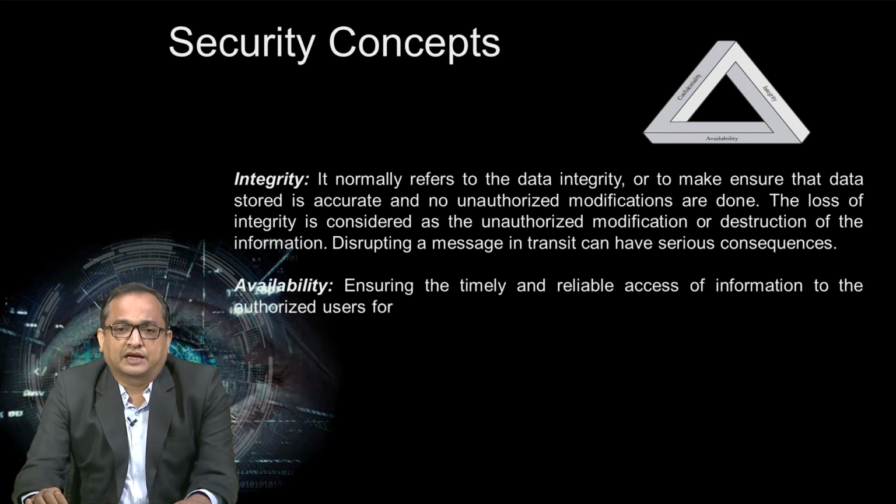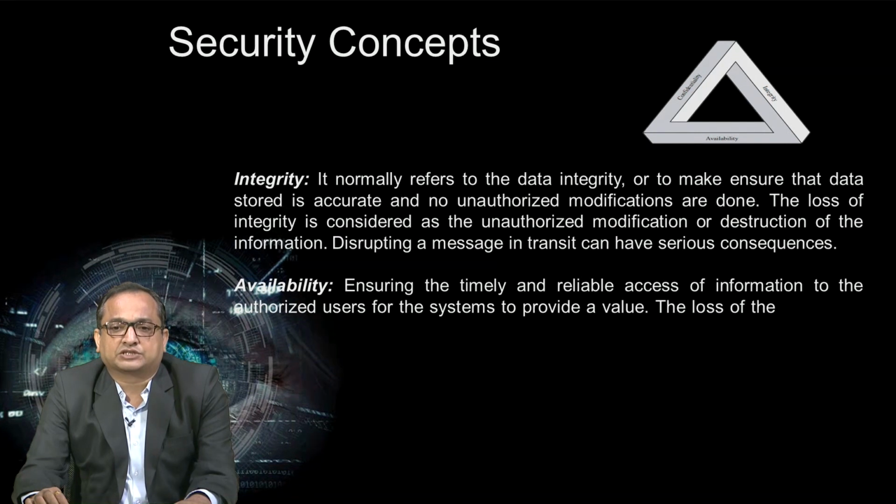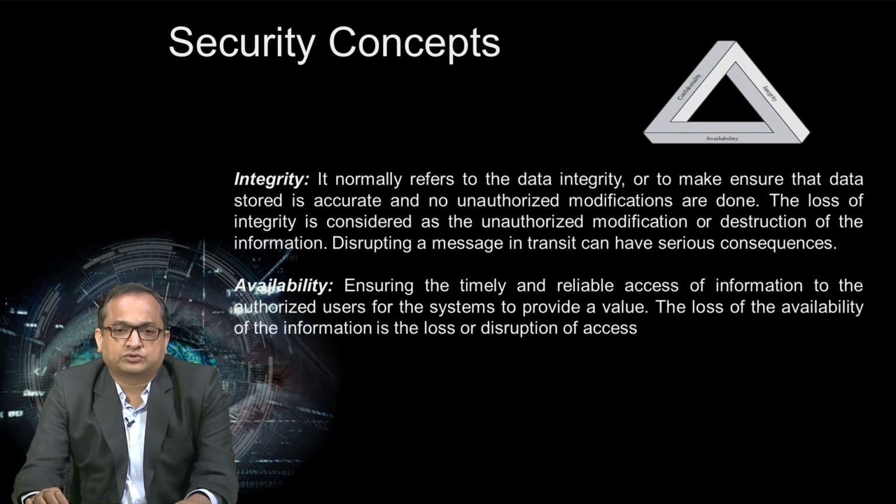Availability. Ensuring timely and reliable access of information to the authorized users for systems to provide value. The loss of availability of the information is the loss or disruption of access to the information. So, whenever information is required, whenever information is needed, there should be some sort of assurance that timely and reliable access of information to the authorized users is provided. This is one of the most important things.